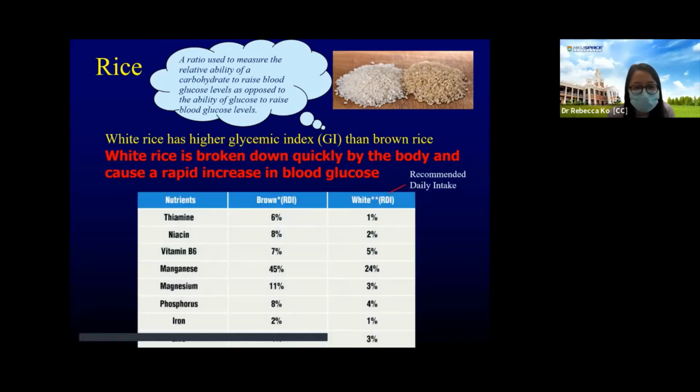Here this table lists the brown rice and the white rice, right? For the brown rice, there is a higher content of thiamine, but for the white rice, the content is relatively lower. Wow, just 1% remains. So that's why it will be much better if you add brown rice to our diet rather than just taking in white rice. Right? Good.